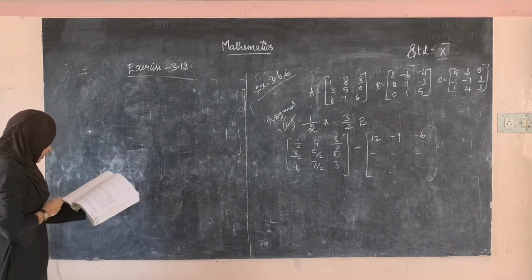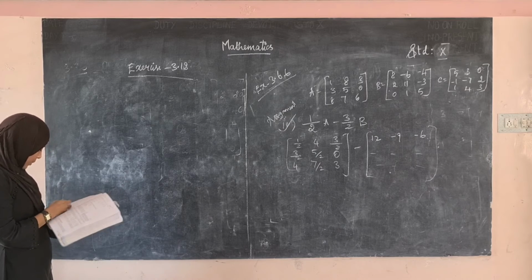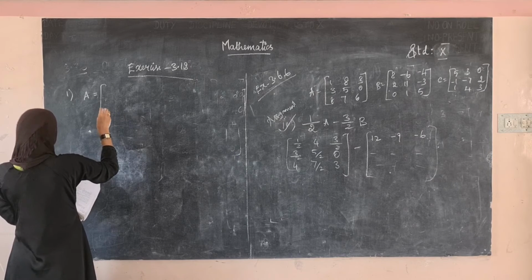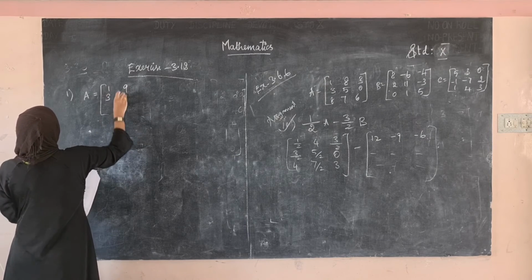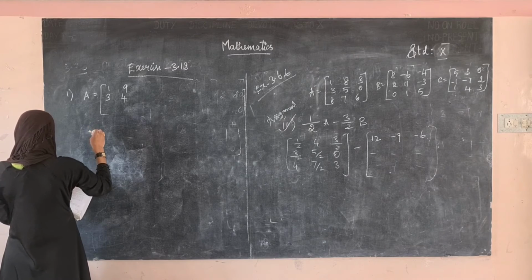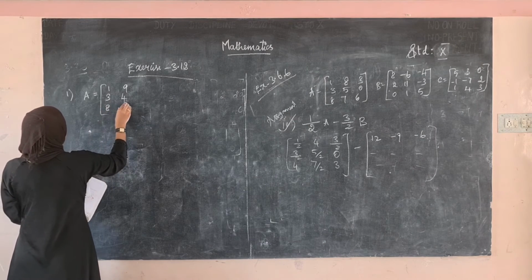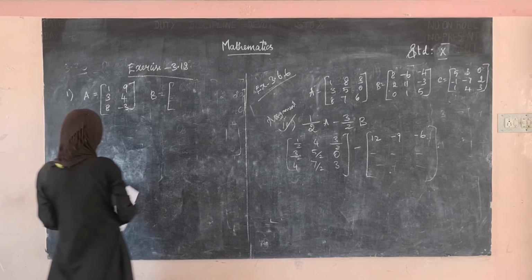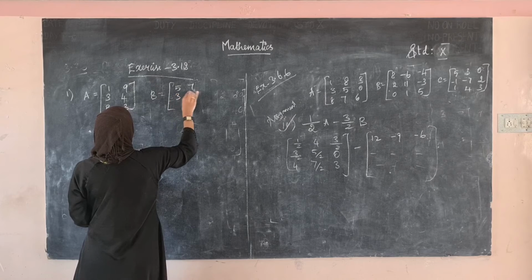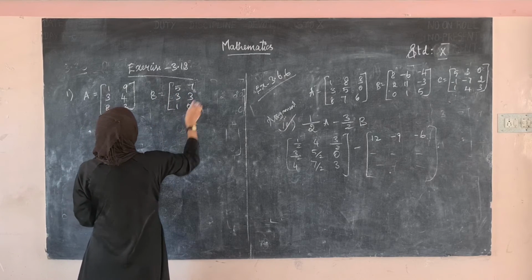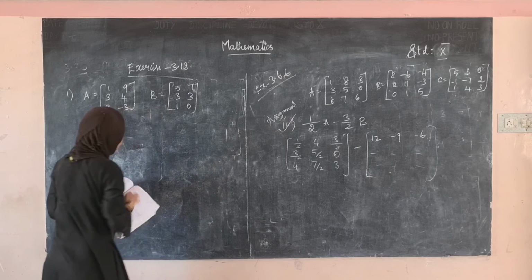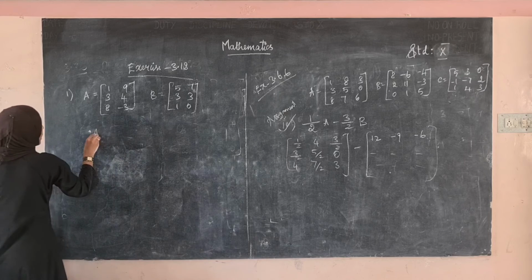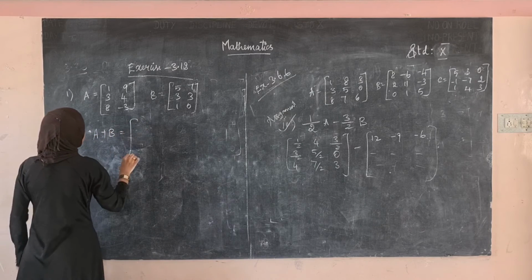Okay, what's the first sum? They have given A and B. You have to verify the two substitution. What is A? 1, 9, 3, 4, 8, minus 3. What's B? 5, 7, 3, 3, 1 and 0. Okay, we have to prove A plus B is equal to B plus A. Now let us find A plus B.